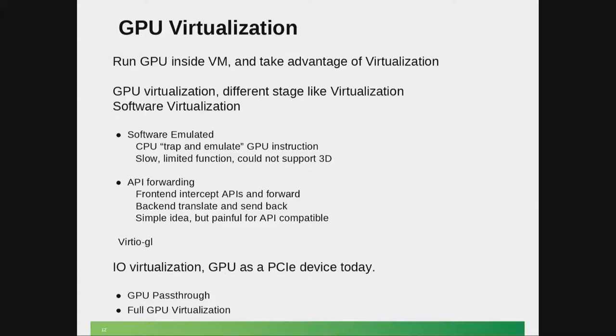I want to specifically look at one model here called virtualization, recently supported in QEMU. This is a combination of software and API forwarding. It uses virtio, a paravirtualization part, to accelerate the API forwarding. And this one could support 3D hardware acceleration. And because of this design, it could be shared between multiple virtual machines.